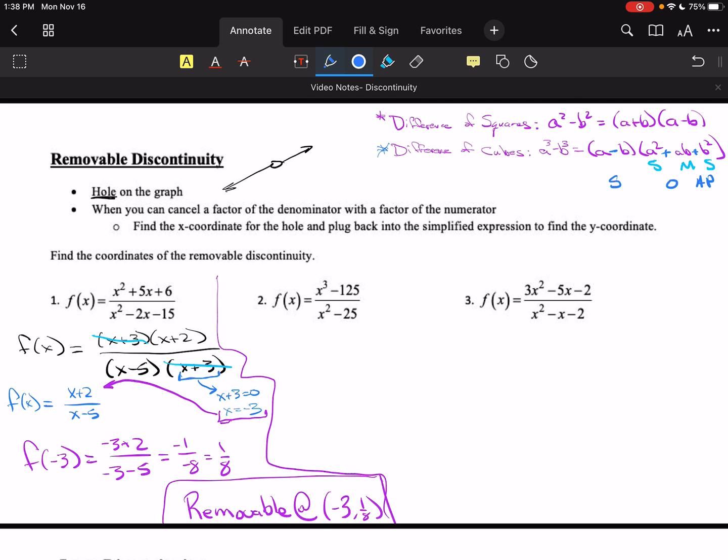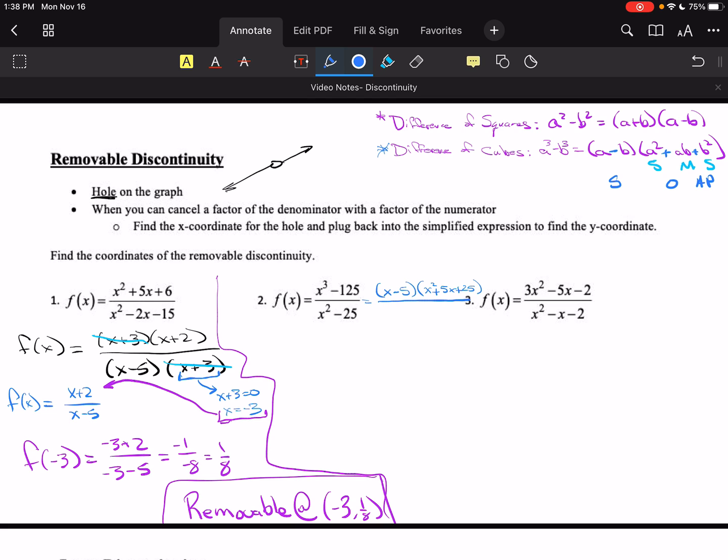SMS helped us get the terms. So square the first term, multiply the two together, square the last term. And then SOAP, same opposite, always positive, to get the signs in between my terms. So my A would be x, my B would be 5. So SMS, square, multiply, square, and then SOAP, same sign, opposite sign, always positive.